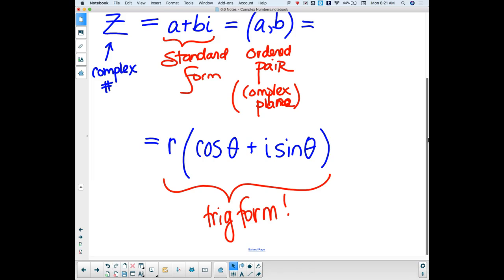So now there are six examples for you to do to put into trig form on the back side of your green note sheet. And then when you are done with that, please bring them up to your teacher and we will check them to make sure you are on the right track.